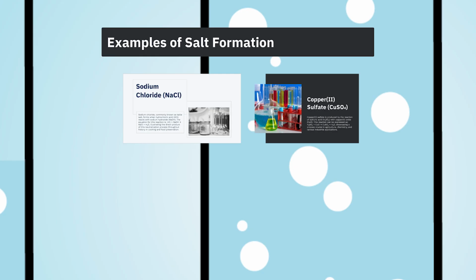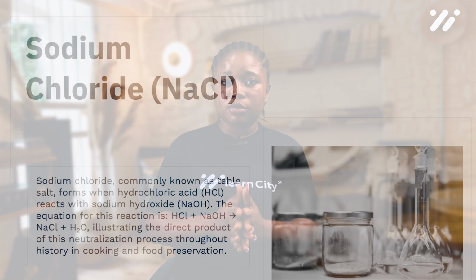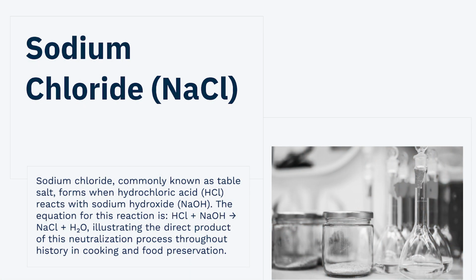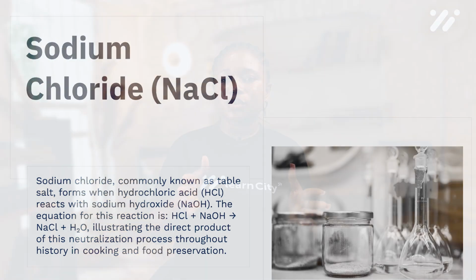Let's look at some examples of how salts are formed. As I mentioned earlier, salts are made by the reaction of acids and bases. Let's go over a few reactions to see how salts form. First example, sodium chloride. When hydrochloric acid reacts with sodium hydroxide, we get sodium chloride and water. From the equation showing on your screen, this is a reaction that gives us table salt.